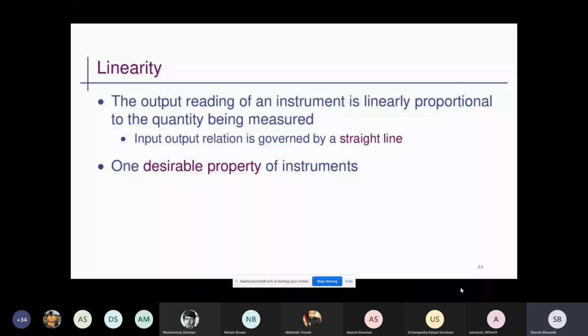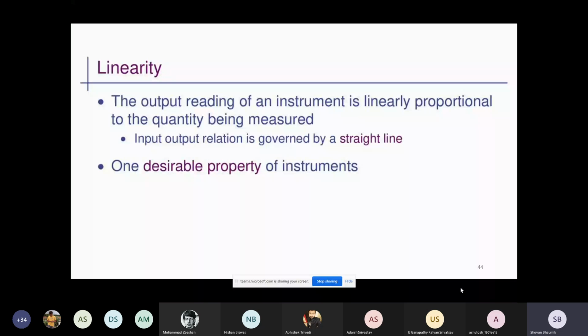Next approach is a lookup table. You make a lookup table. If that is the output, what is the measurement value? And feed this lookup table inside the processor of the instrument. Whenever you get some output, the instrument looks at the lookup table and returns the value of the measurement. That way you can deal with nonlinear systems. Okay, that's all about nonlinearity or linearity.